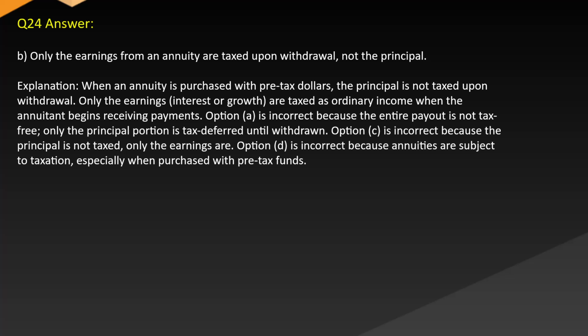Answer: B. Only the earnings from an annuity are taxed upon withdrawal, not the principal. Explanation: when an annuity is purchased with pre-tax dollars, the principal is not taxed upon withdrawal. Only the earnings, interest, or growth are taxed as ordinary income when the annuitant begins receiving payments. Option A is incorrect because the entire payout is not tax-free. Only the principal portion is tax-deferred until withdrawn. Option C is incorrect because the principal is not taxed. Only the earnings are. Option D is incorrect because annuities are subject to taxation, especially when purchased with pre-tax funds.